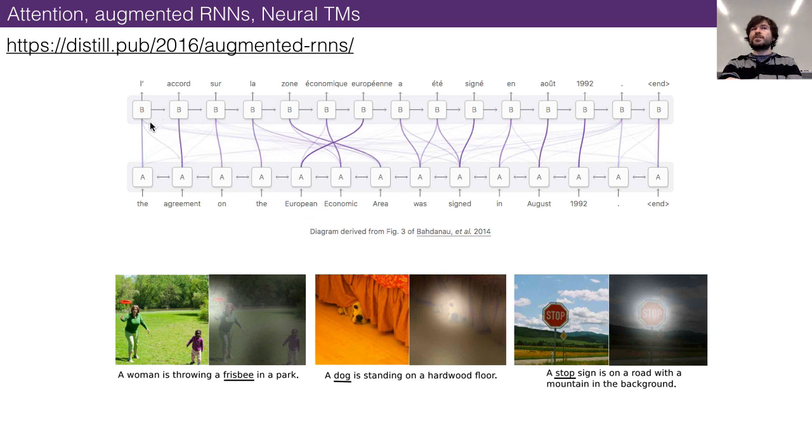So this shows English to French translation, and each of the words is paying attention to some subset of the other words across the sentence, right? So for example, okay, "the" is just "la," right? But then "economic" is paying attention to this whole block here, like "European economic zone." So you see these three kind of go together.